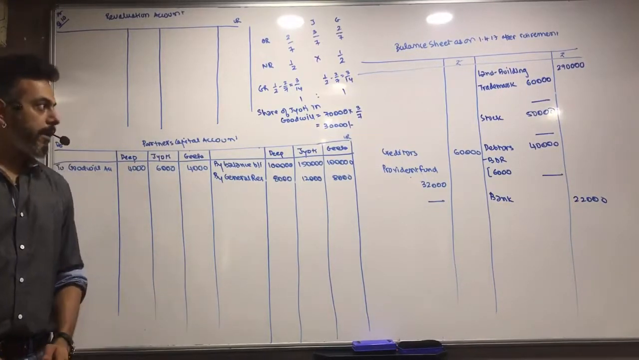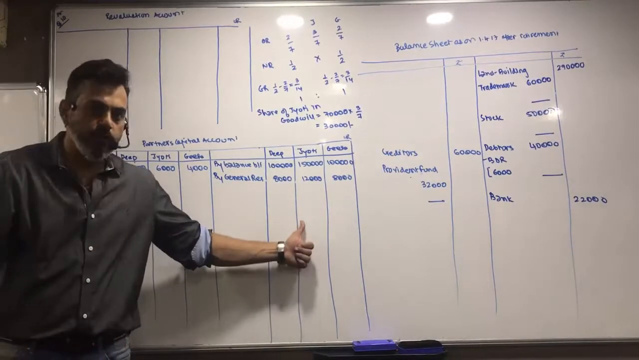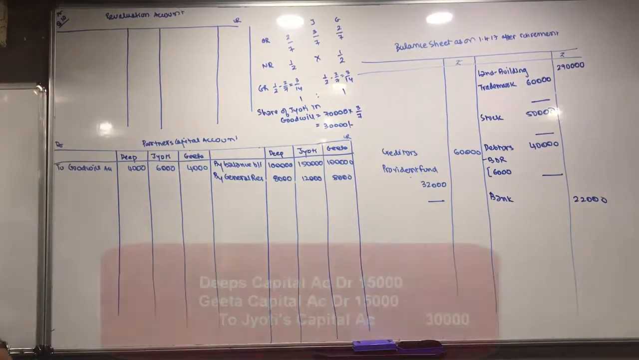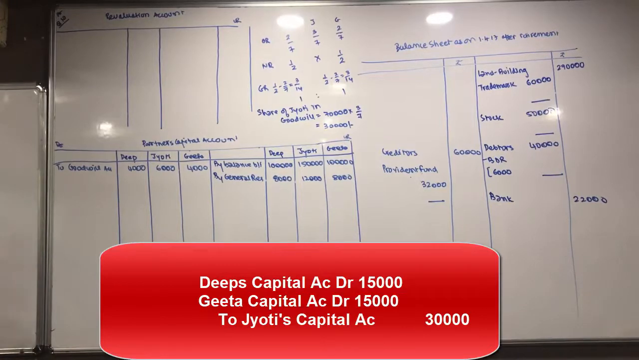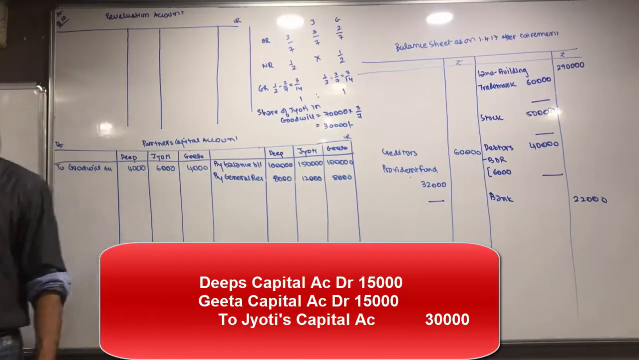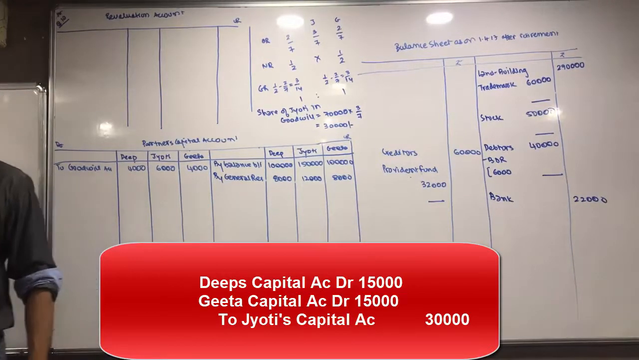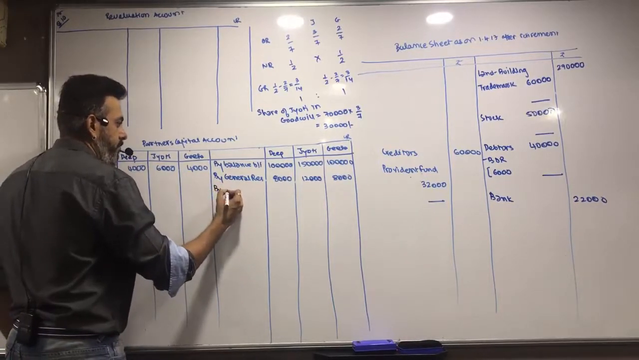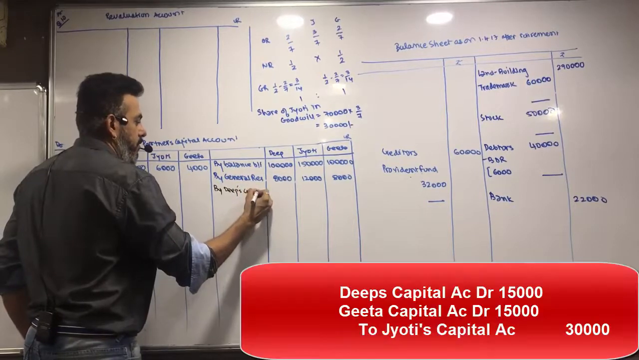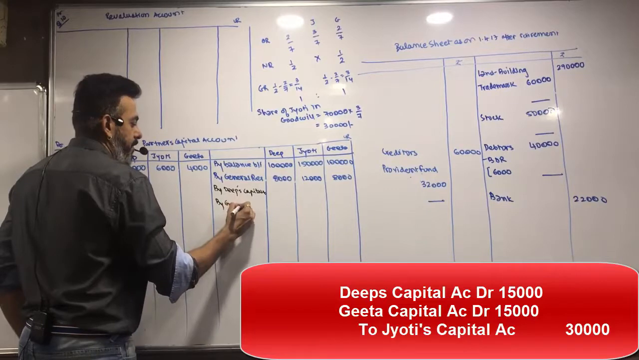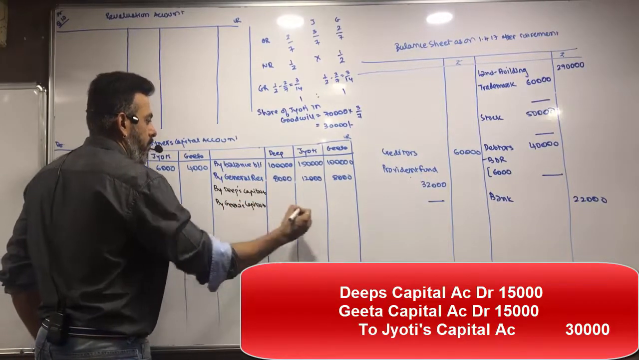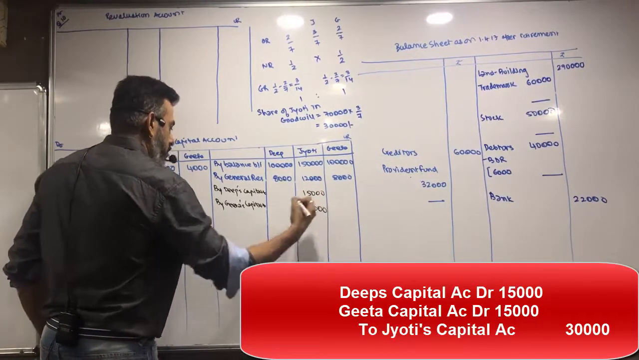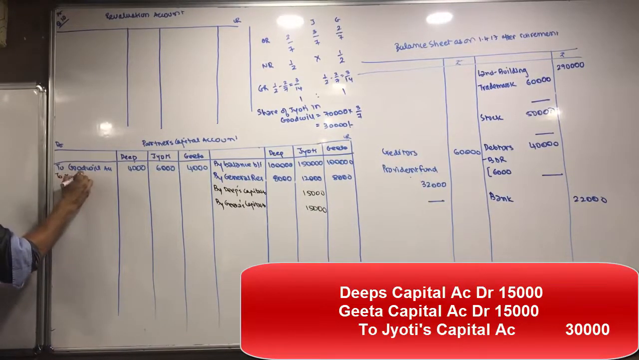Let's write the entry. 30,000 will be credited to Jyoti, debited to Deep and Geeta. Record Deep's capital account debit, amount is 15,000. Geeta's capital account debit 15,000, to Jyoti's capital account credit 30,000. Let's do the posting. By Deep's capital account, by Geeta's capital account, Jyoti's capital account.